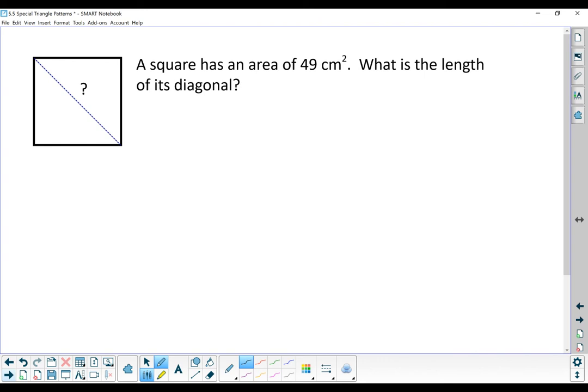Okay, next question. A square has an area of 49 centimeters squared. What is the length of the diagonal? Well, we're going to definitely be applying our 45, 45, 90 triangle pattern here. If the area of this square is 49, that means the two sides are each length 7, because 7 times 7 gives me 49. Well, this is a 45, 45, 90 triangle, and that means our special pattern of multiplying by root 2 will give us the diagonal. So the diagonal is 7 root 2.